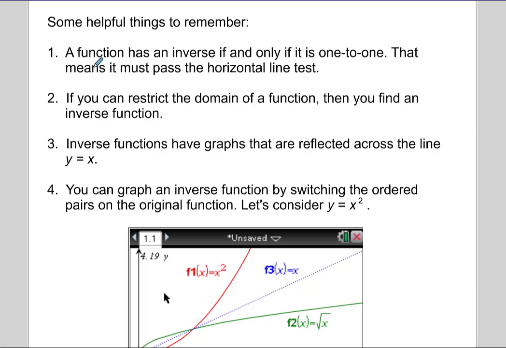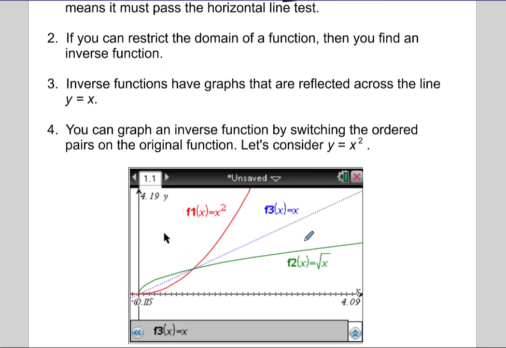Here are some helpful things to remember. A function has an inverse if it passes the horizontal line test and it's one-to-one. If you can restrict the domain, then you can find an inverse function. Inverse functions have symmetry across the line y equals x. That's the identity function. And you can graph an inverse function by switching the ordered pairs of the original function. So for example, if (2, 4) is on my parabola, then (4, 2) is on the inverse. And (1, 1) is on both of those functions, just as (0, 0) is on both.